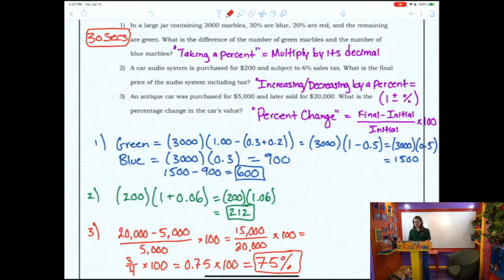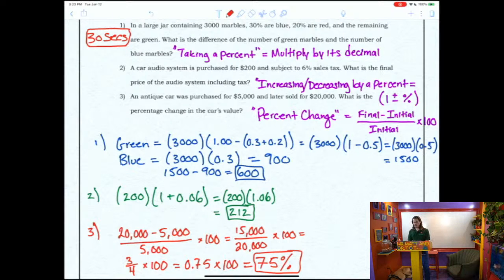Number two: a car audio system is purchased for $200 and subject to 6% sales tax. What is the final price of the audio system including tax? So here we're not taking a percentage of the cost of the audio system, because if we were to take a percentage, that would actually decrease the value, where we're really trying to add a percentage onto it, or increase the value by a certain percentage amount. Here it's a 6% sales tax, so we want to multiply the cost of the audio system by 1 plus 6% written as a decimal. 6% written as a decimal, moving the decimal place 2 places to the left, would give us 0.06.